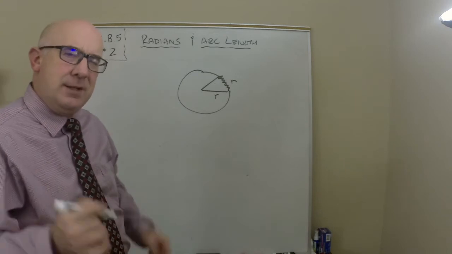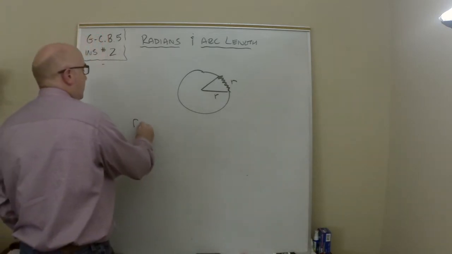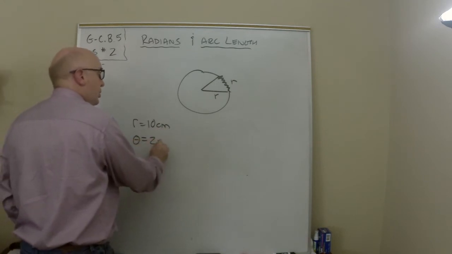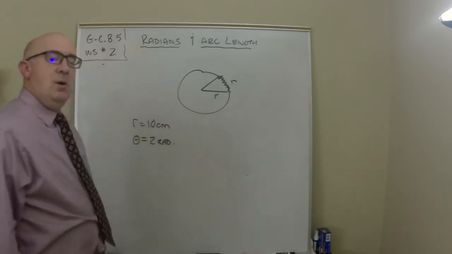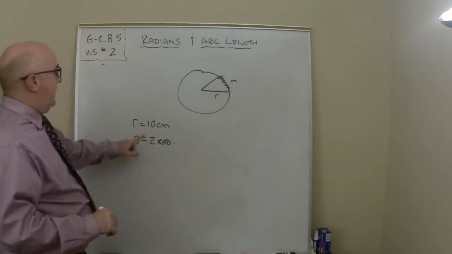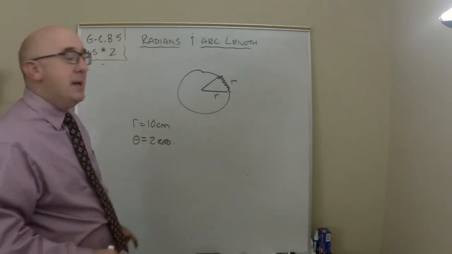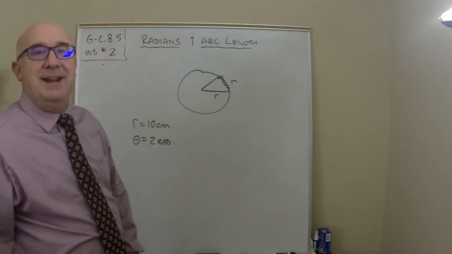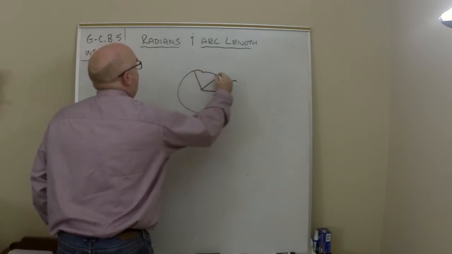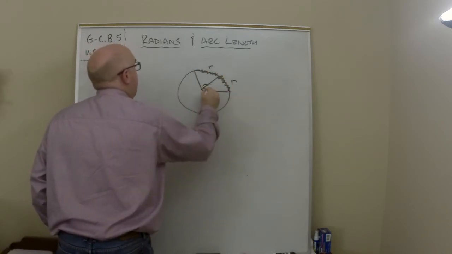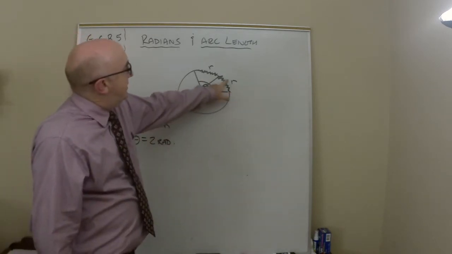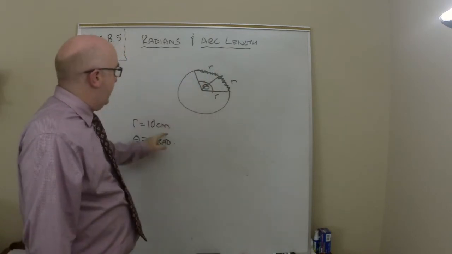Now, let's just give you an idea. Let's say the radius is 10 centimeters and our angle is 2 radians. Now, if I asked you how big is the arc length of a sector that has an angle of 2 radians and a radius of 10, it's a very simple answer, because 2 radians means 2 radii along the circle, right? This angle here being 2 radians would mean that the distance here is 10 and 10 make 20.